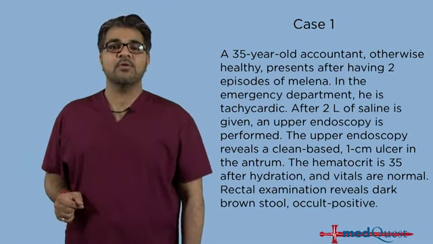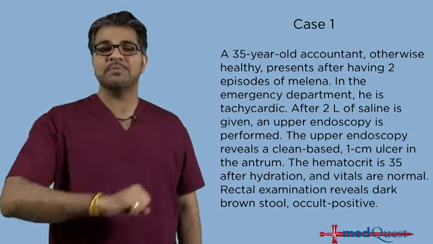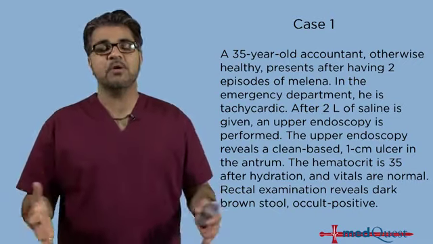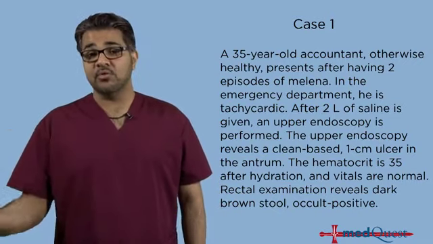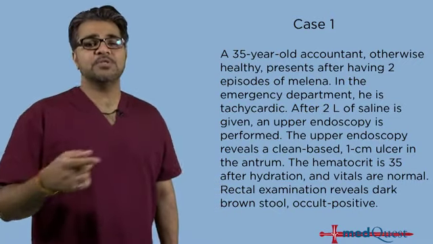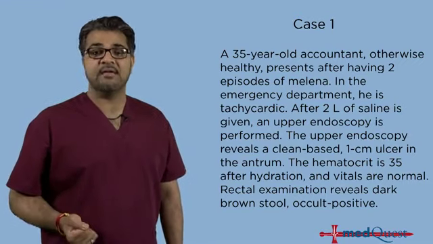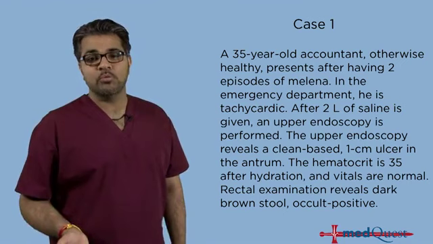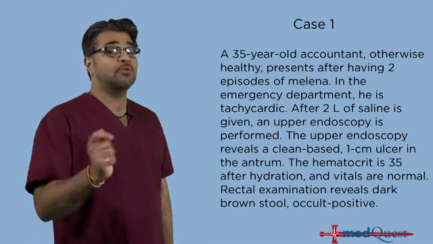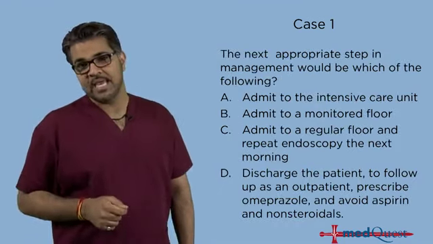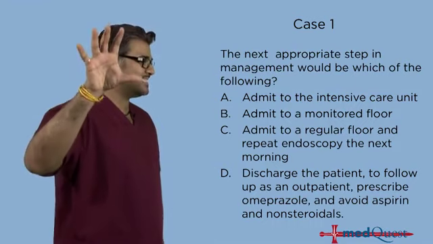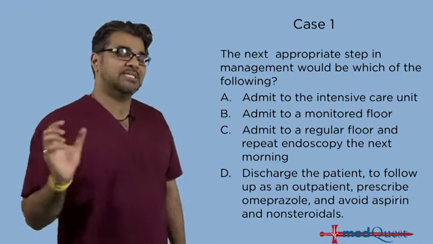A 35-year-old accountant, otherwise healthy, after having 2 episodes of melena, comes to the emergency department with tachycardia. He's given 2 liters of saline. And upper endoscopy shows a clean-based 1 centimeter ulcer in the antrum. Hematocrit is 35. After hydration, vitals are normal. Rectal exam reveals dark brown stool that's occult positive.